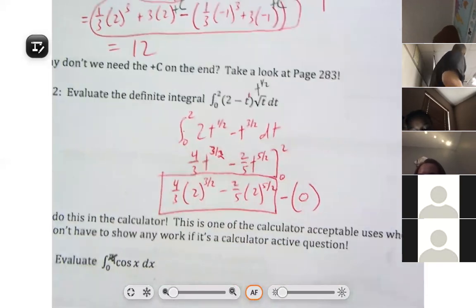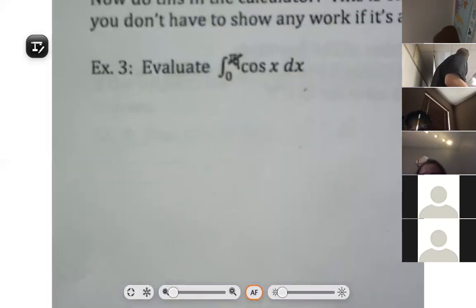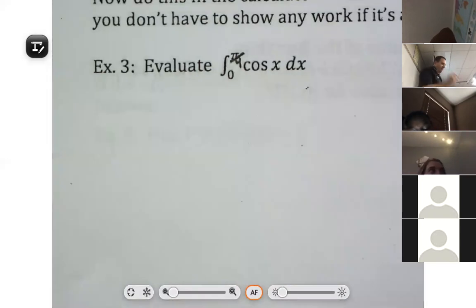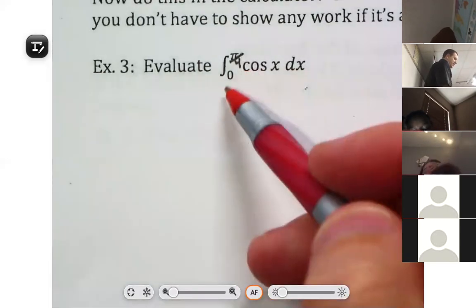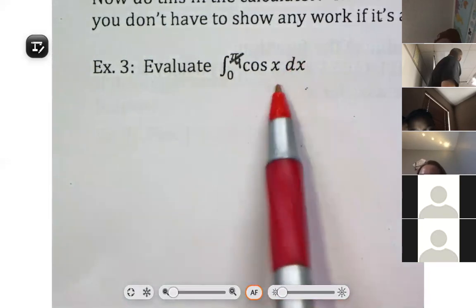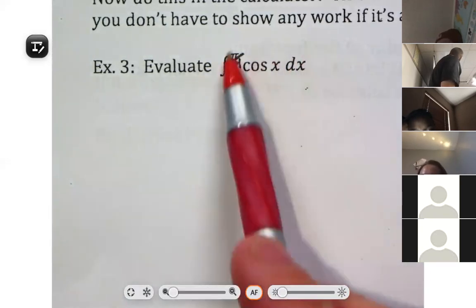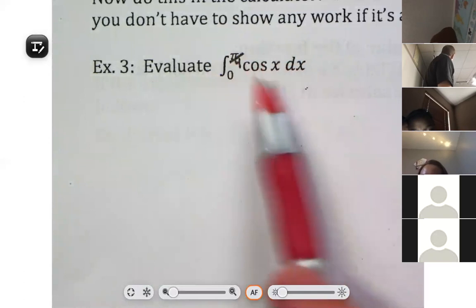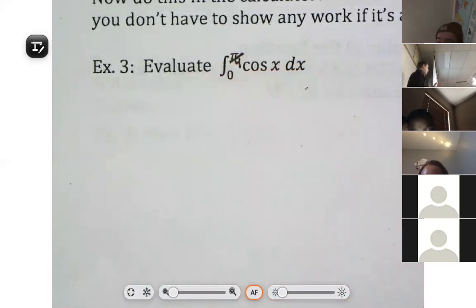All right, next one, a little triggy. Get triggy with it. So I think on the notes, I have it from 0 to pi. I want you guys to change it from 0 to pi over 4. I want you to change the upper limit on the notes to pi over 4 instead. All right. So first thing we have to do is integrate cosine. What's the integral of cosine?